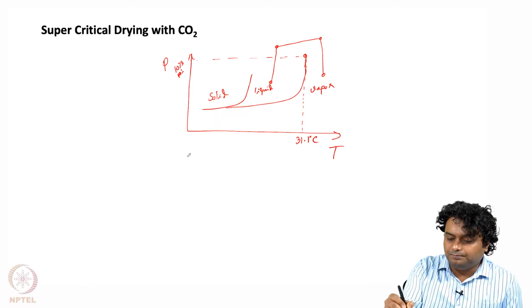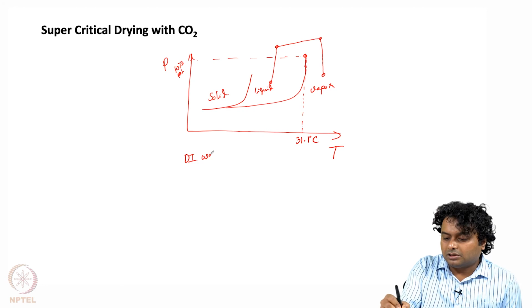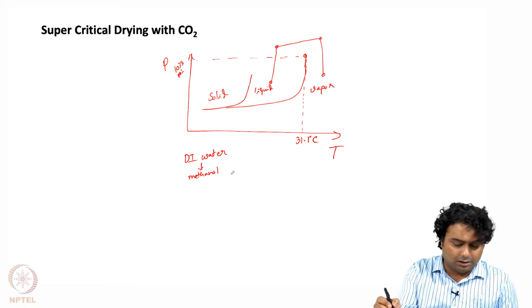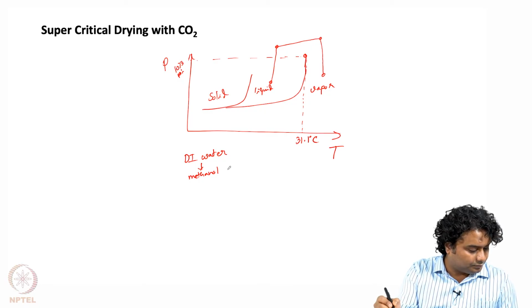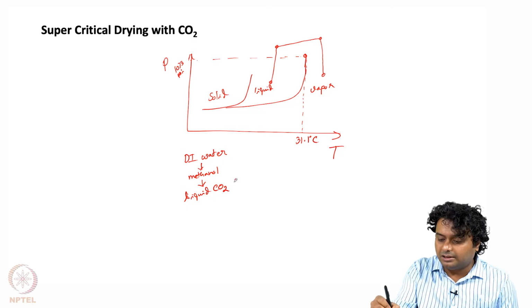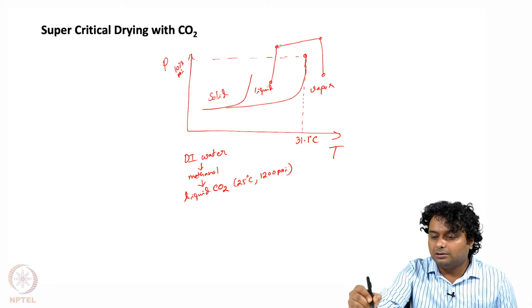After DI water, so the sample was in DI water, that we replaced by methanol initially. Methanol is that low surface tension liquid, and then this is replaced by liquid CO2, at 1200 psi and 25 degree centigrade.